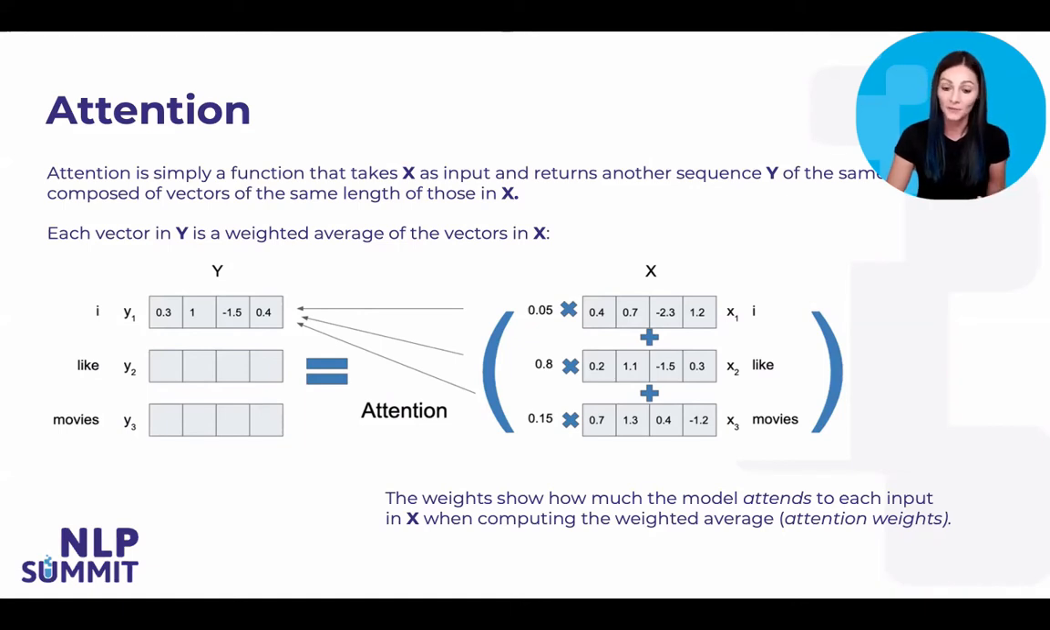And the attention returns another sequence y of the same length, composed of vectors of the same length as those in x. And each vector in y is a weighted average of the vectors in x. But as you can see here in front of x, we do have weights. And the weights actually show how much the model attends to each input in x when computing the weighted average.